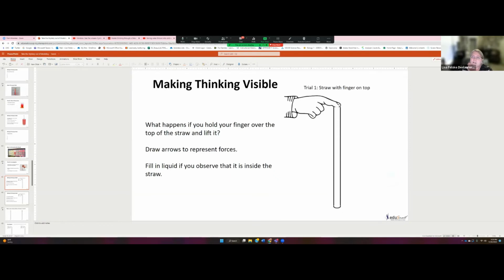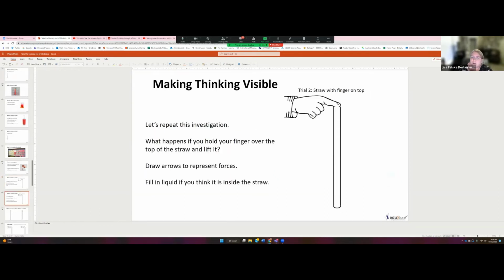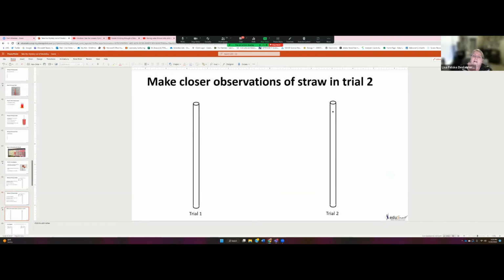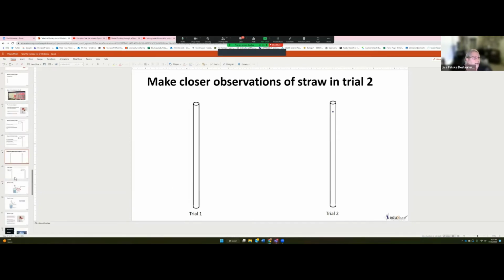Okay. So here are the pictures I showed you for trial 1. Here's trial 2. I just cut and pasted this from those sheets. Let's make a closer observation of the straw in trial 2. If you look closely, which you couldn't see, I poked a hole in the top of the one for trial 2. So what happened to the forces to make the liquid move? Here, the liquid didn't move, right? So forces were balanced. Here, the liquid did move, so the forces had to be unbalanced. So what's going on to do that?